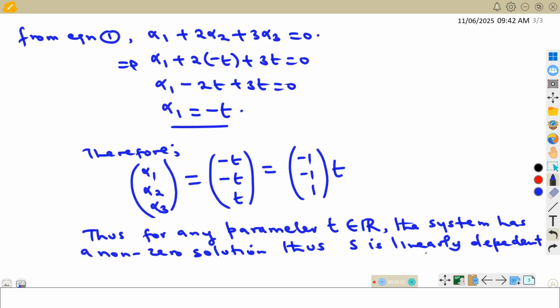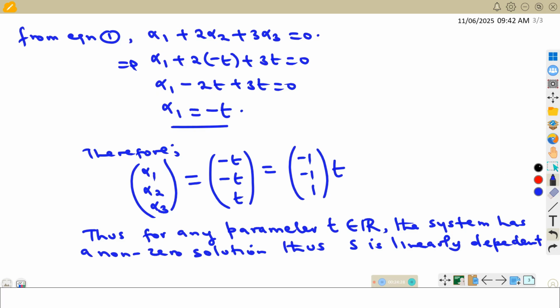For it to be linearly independent, the only solution should be the zero solution, meaning that alpha 1 should be equal to 0, alpha 2 should be equal to 0, and alpha 3 should be equal to 0. But if alpha 1, alpha 2, and alpha 3 have any other solution other than the zero solution, then we say that the system is linearly dependent.